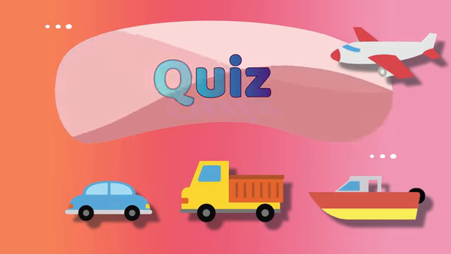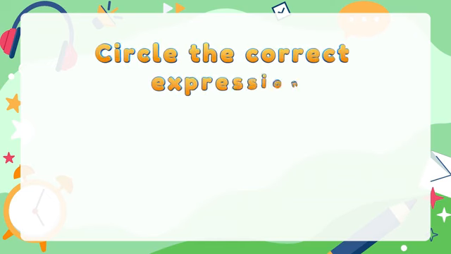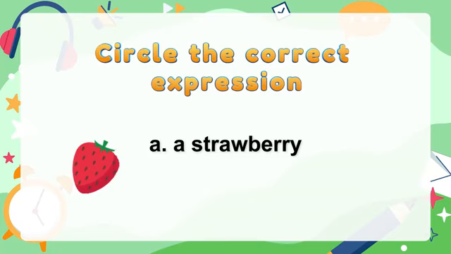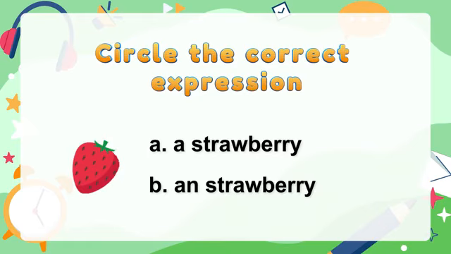Quiz. Circle the correct expression. A, a strawberry. B, an strawberry. Strawberry begins with a consonant, so we circle A. A strawberry.